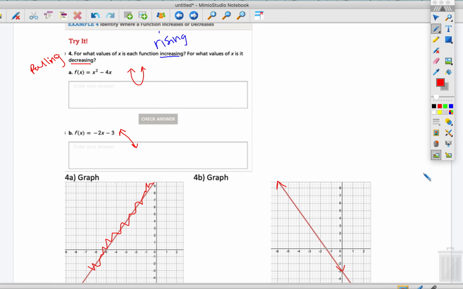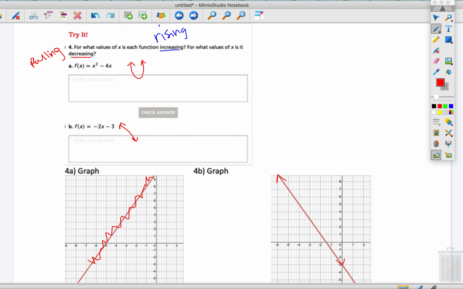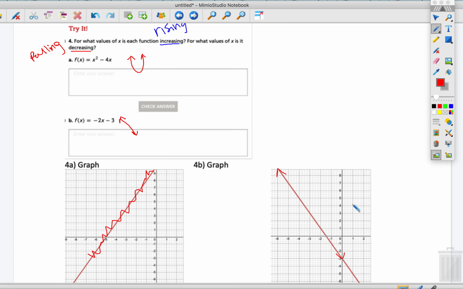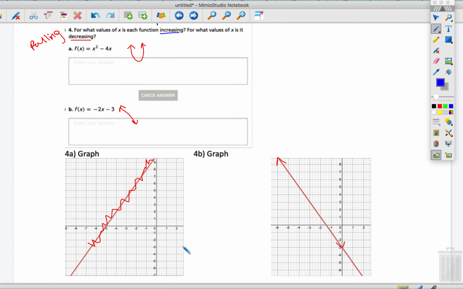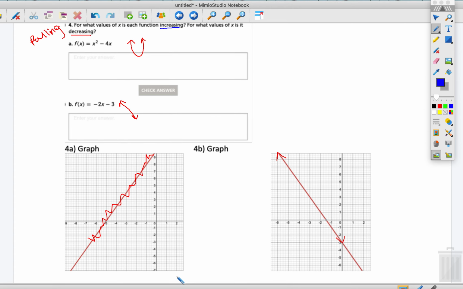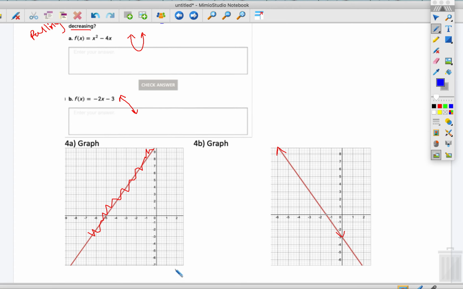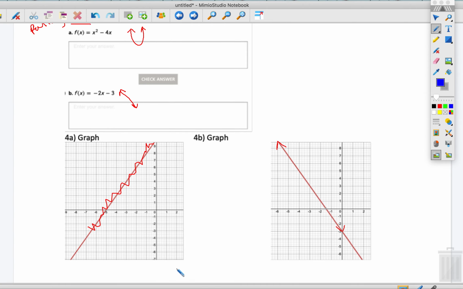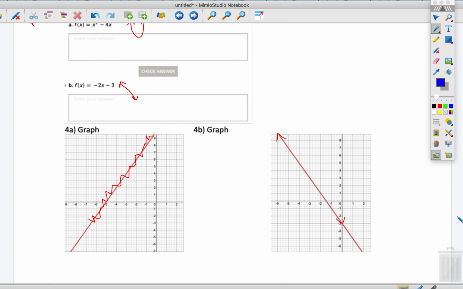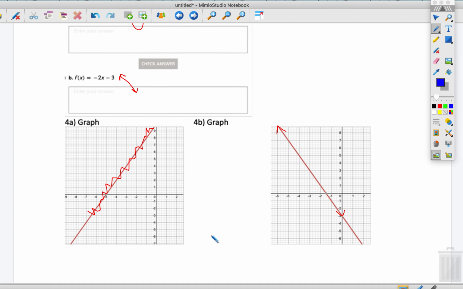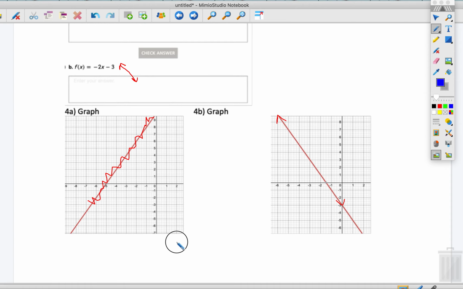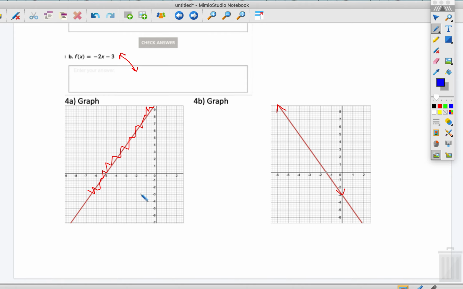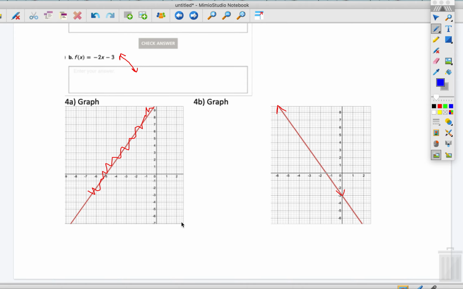So for the first one, I'm going to go down here and show where they're both rising and falling. I need to draw this parabola. So I know that I have this point at 2, -8. Wait until it stops moving. Okay, so 2, -8. My screen keeps moving.